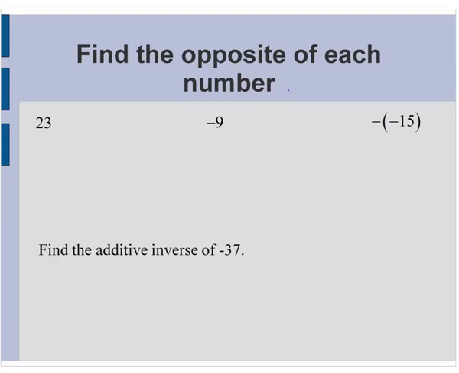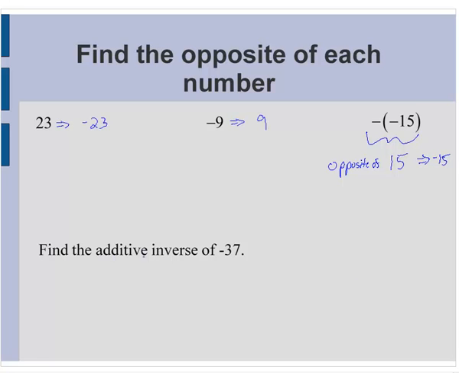Find the opposite of each number. The opposite of 23 would be negative 23. The opposite of negative 9 would be 9. The opposite of negative 15. This one's a little trickier, so let's just deal with this first. The opposite of negative 15 is 15. So then what is the opposite of 15? It would be negative 15.